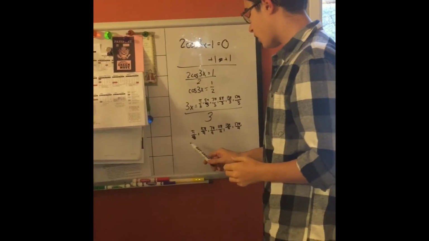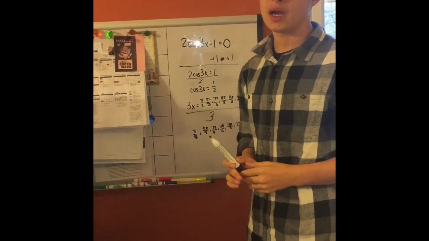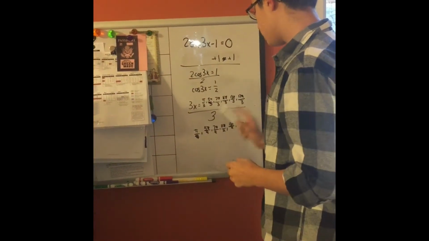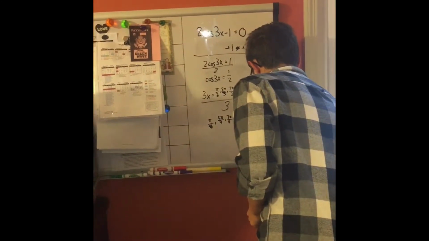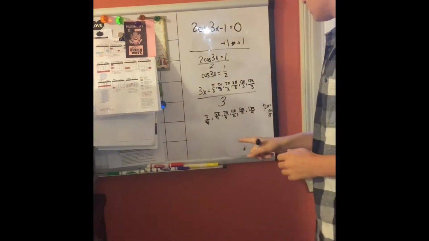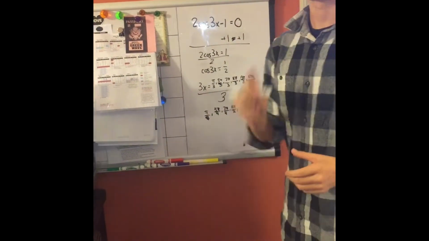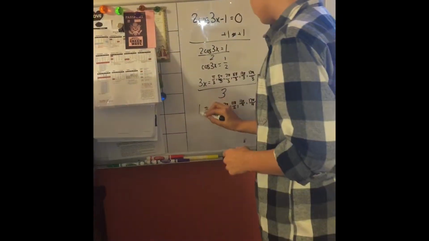Next we have to make sure that all of these solutions are between 0 and 2 pi. 2 pi would equal 18 pi over 9. Since all of these are less than 18 pi over 9 and greater than 0, they are all solutions.